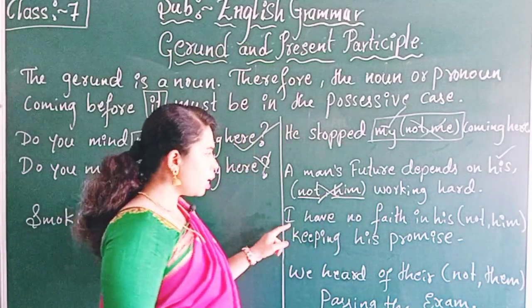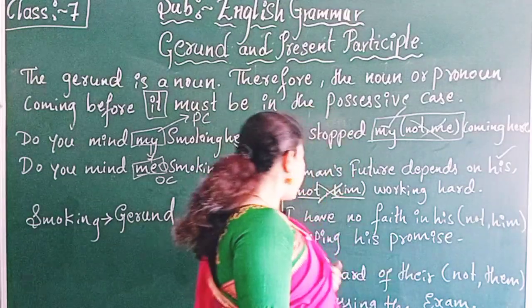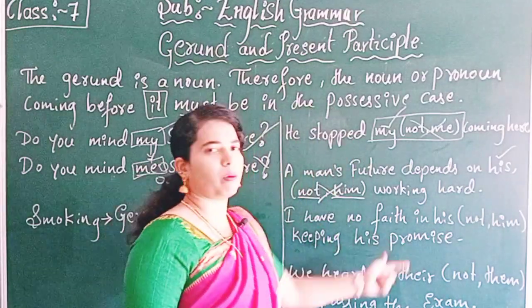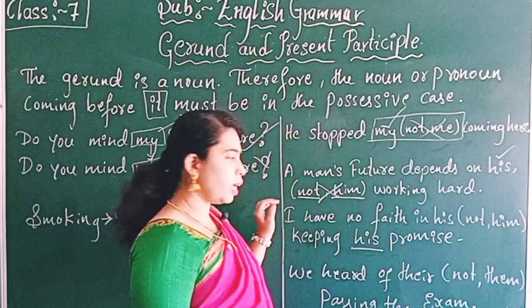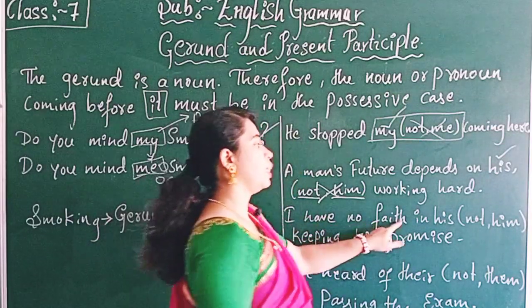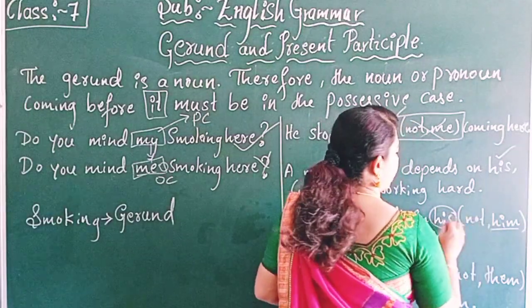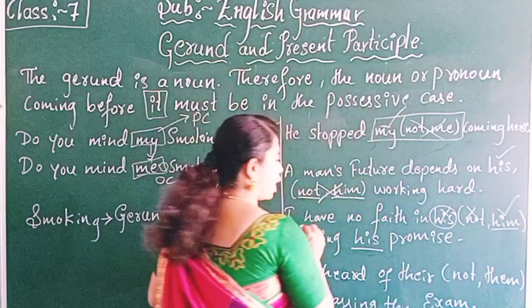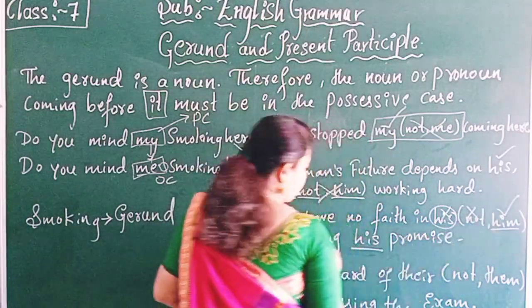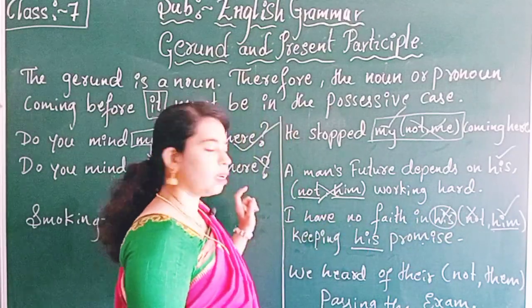I have no faith in his, not him, keeping his promise. Here, his is already mentioned. I have no faith in him. In this case, him is right and the other is wrong. We have to write: I have no faith in him keeping his promise. Here him is the right one.